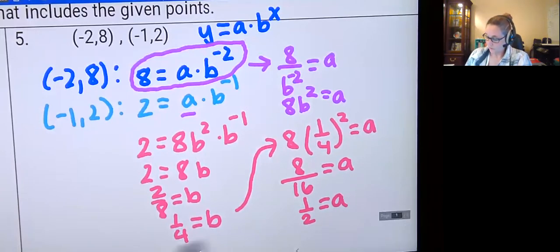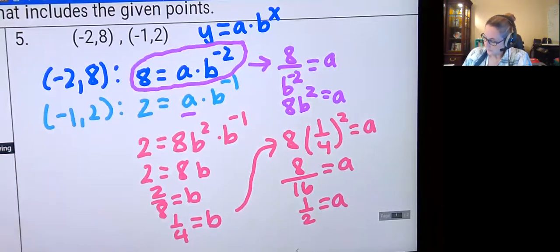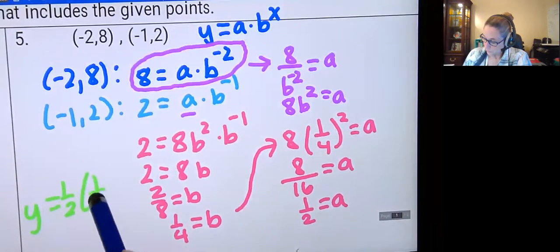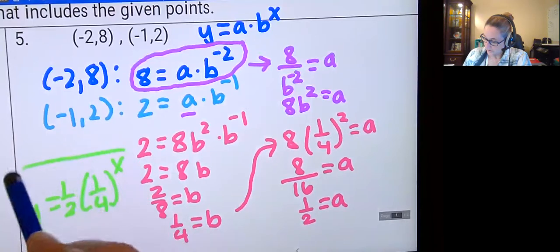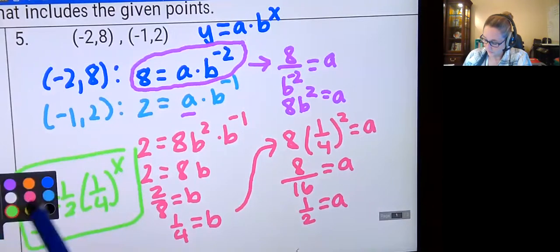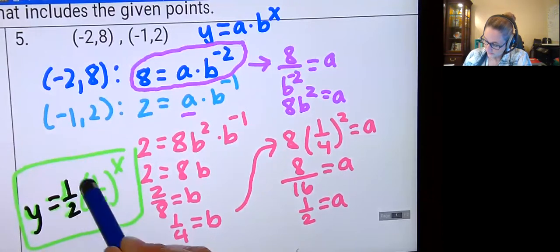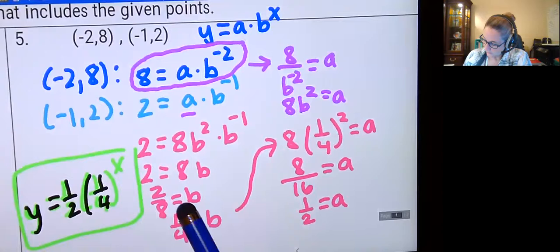So my equation is going to be y equals 1/2 times 1/4 to the power x. So y equals 1/2 times 1/4 to the power x. Let me write that in a different color. y equals 1/2 times 1/4 to the power x.